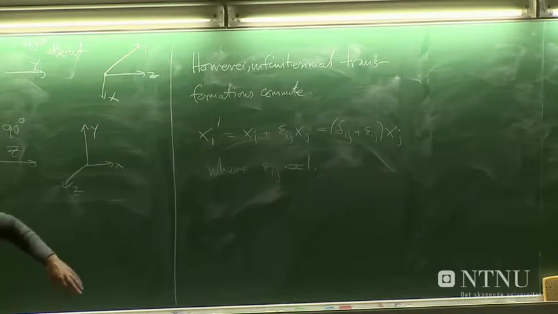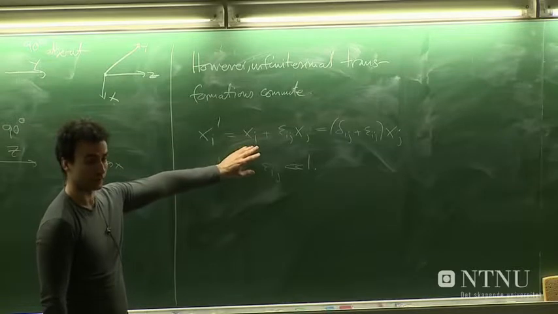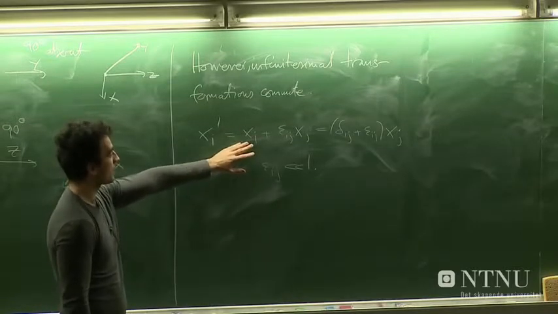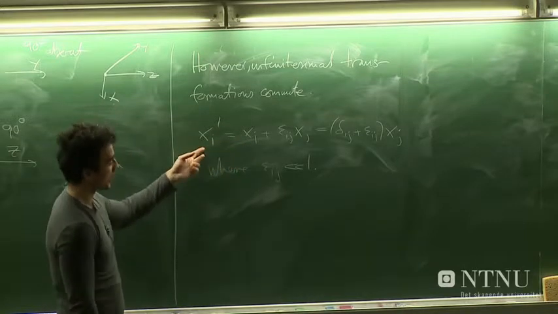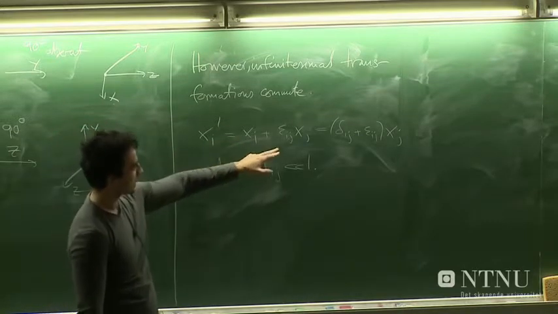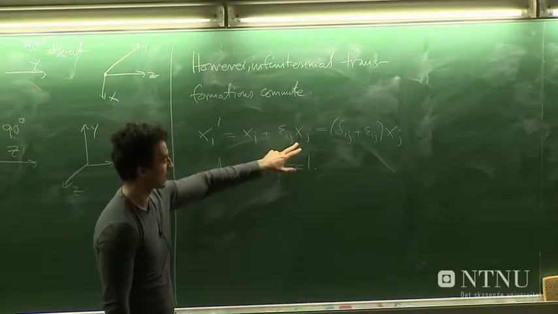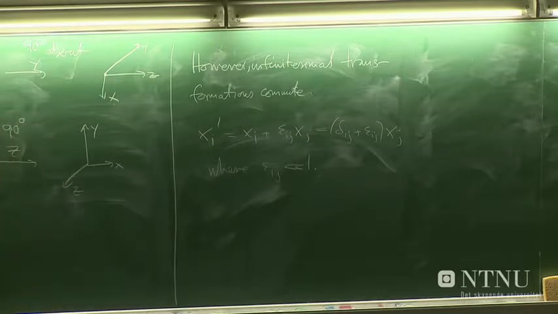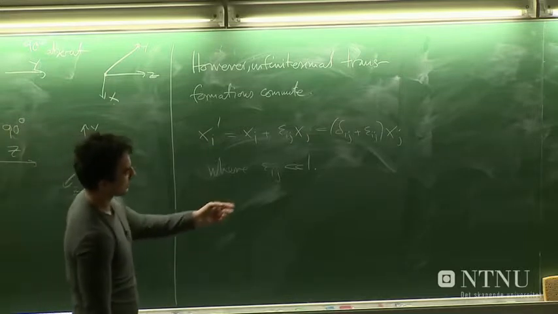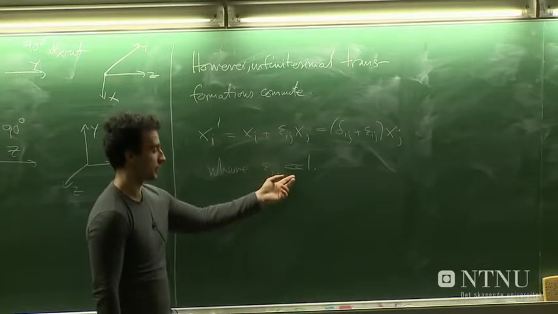And an infinitesimal transformation looks like this. We'll go from the original system, the unprimed system, to the primed system by letting this matrix epsilon act on the vector in the original system. And we assume that the elements of the epsilon matrix are very small. They're much smaller than 1.